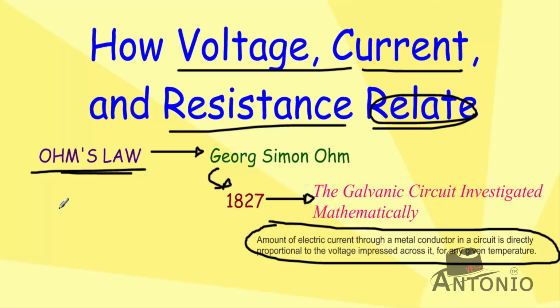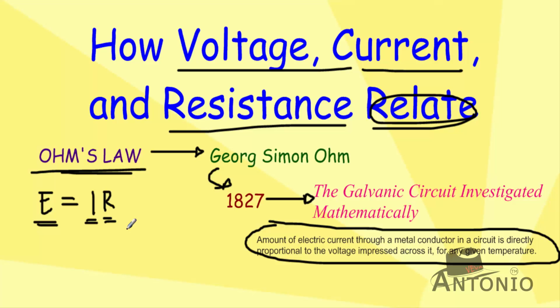Alright, I'm going to write the simple equation for you. E equals IR. In this algebraic expression, voltage, with the symbol E, is equal to current, with the symbol I, multiplied by resistance, R.